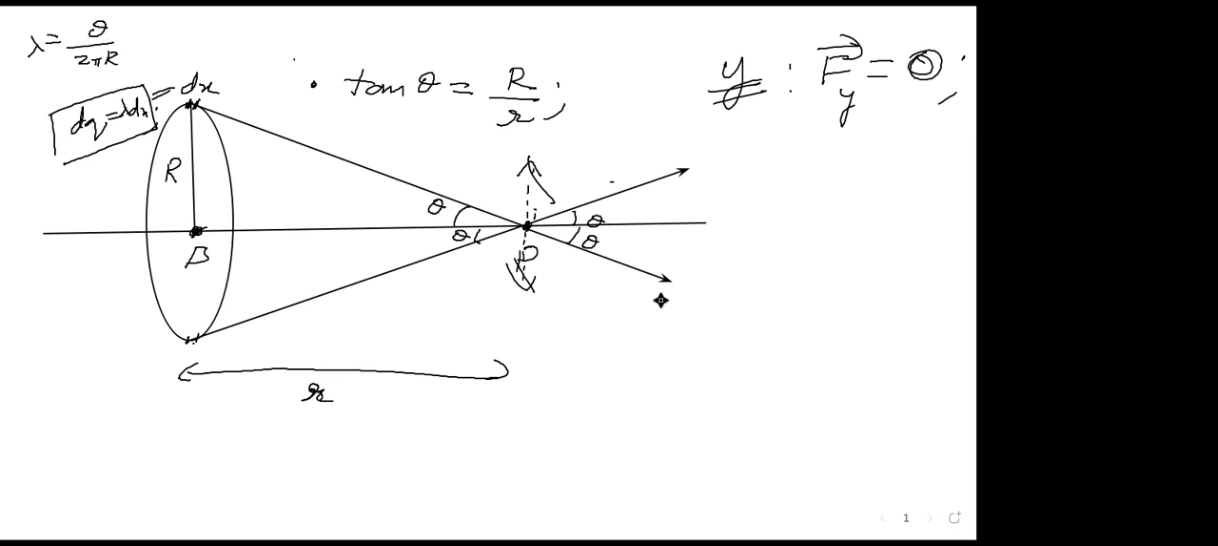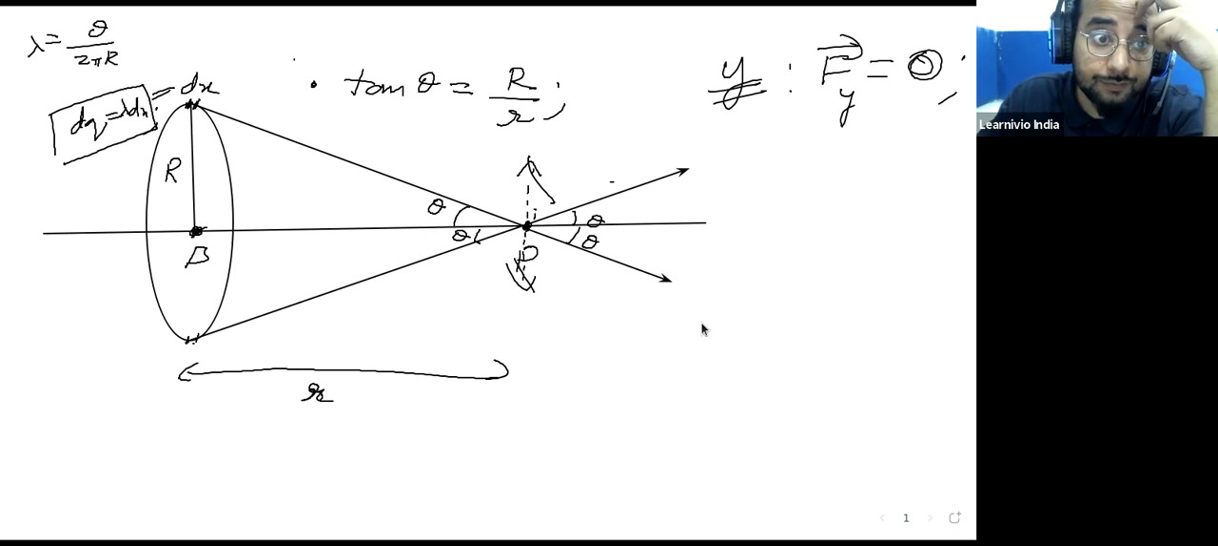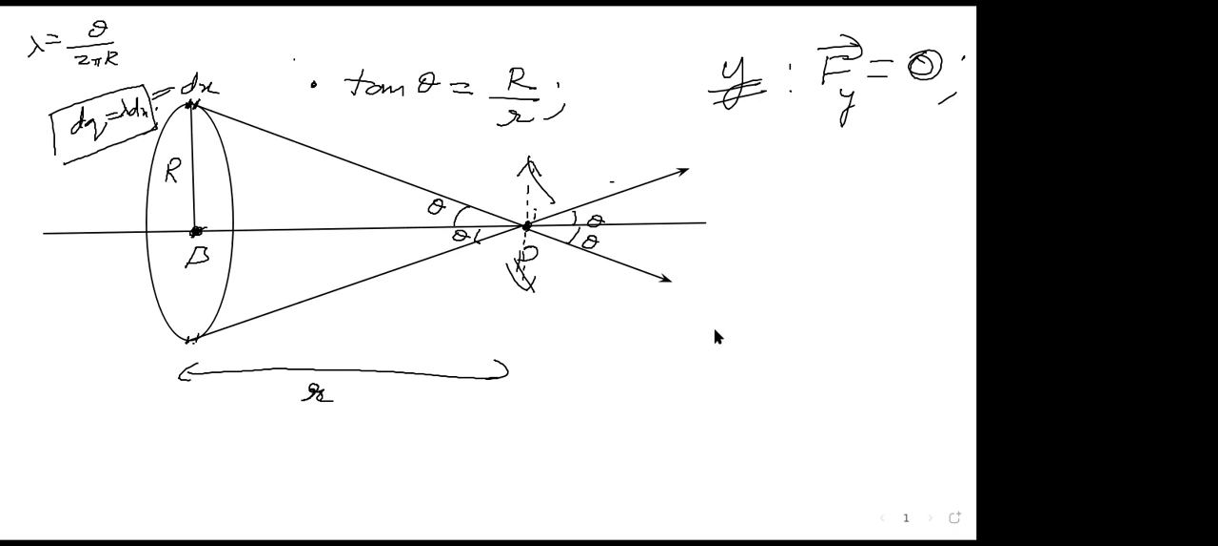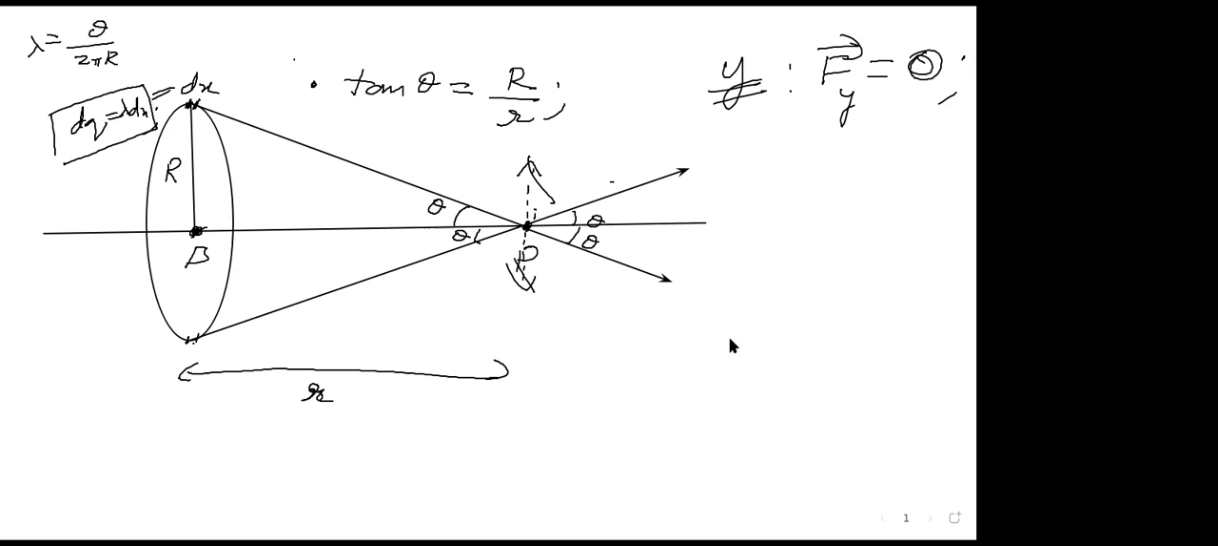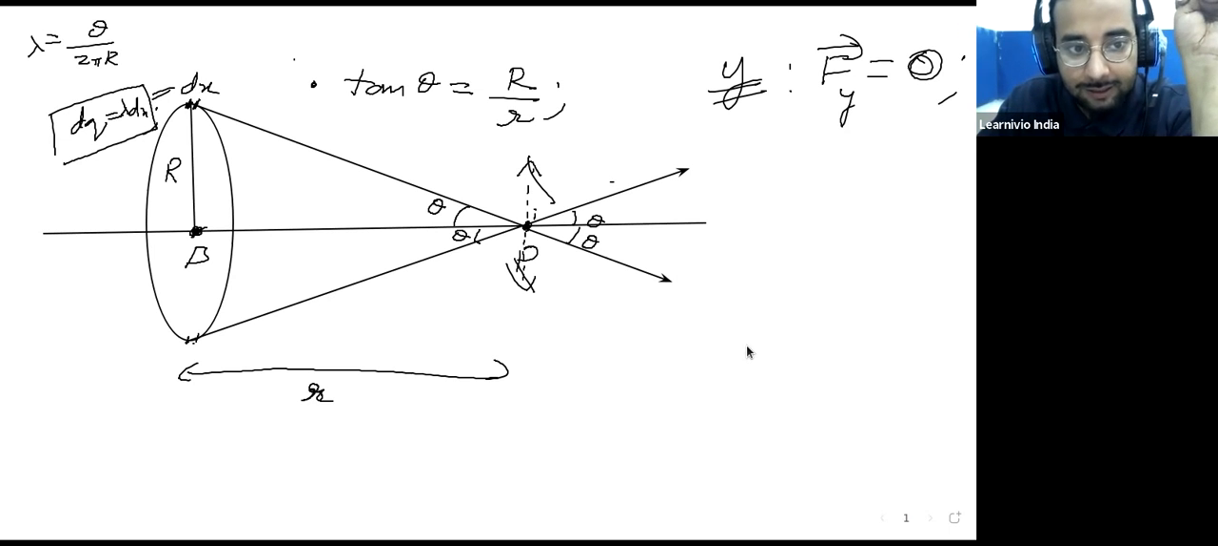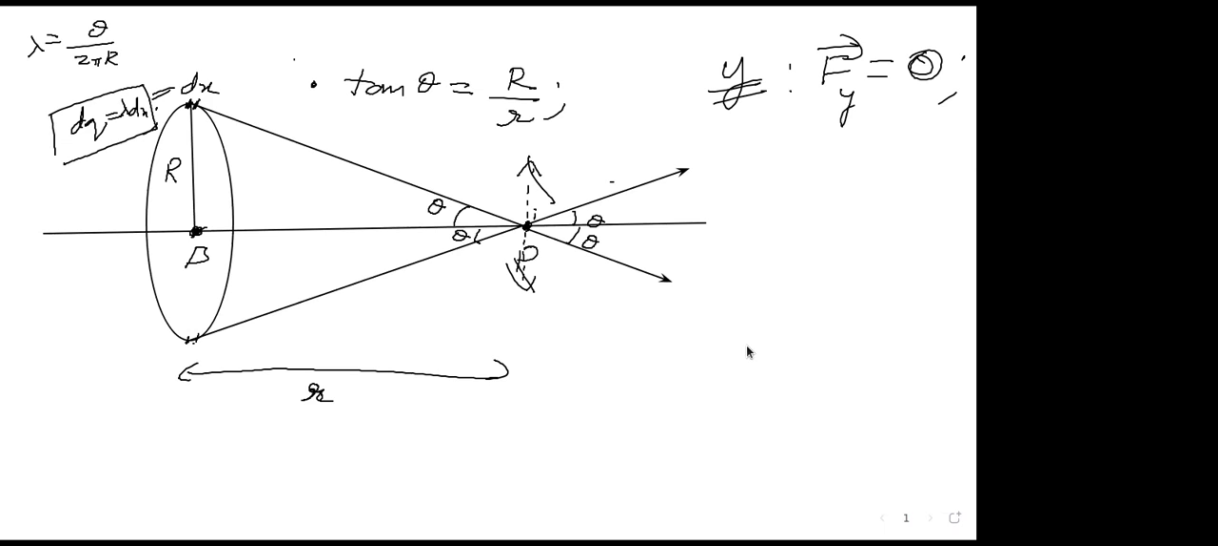Sir, but isn't dx the differential of distance? Yes, it is. But what's the point? I don't understand what the problem is. Sir, I was just asking: when we take an element on the ring, because its length is very small, that's why we take it as dx. Yes, dx is a very small quantity. Absolutely. dx is also the differential of length.